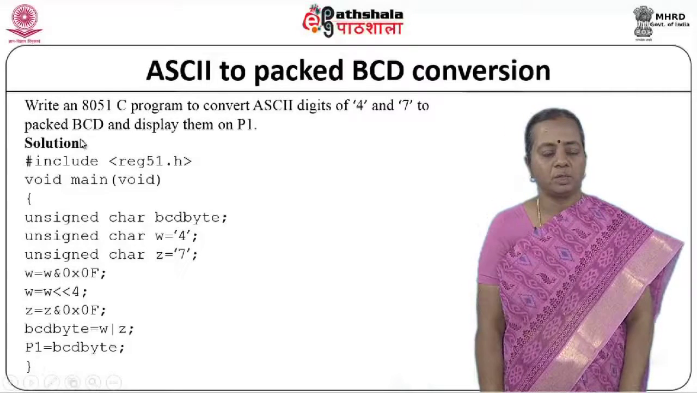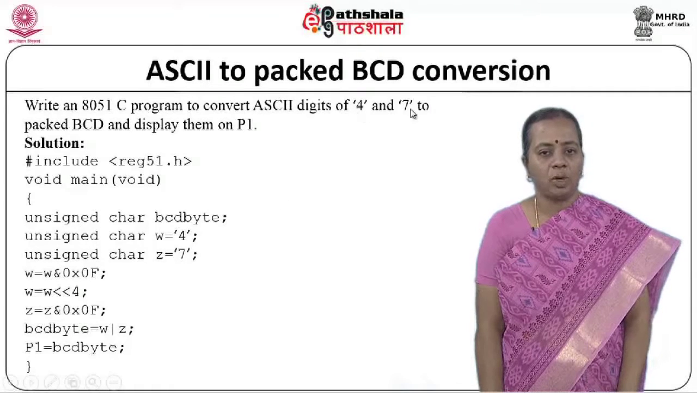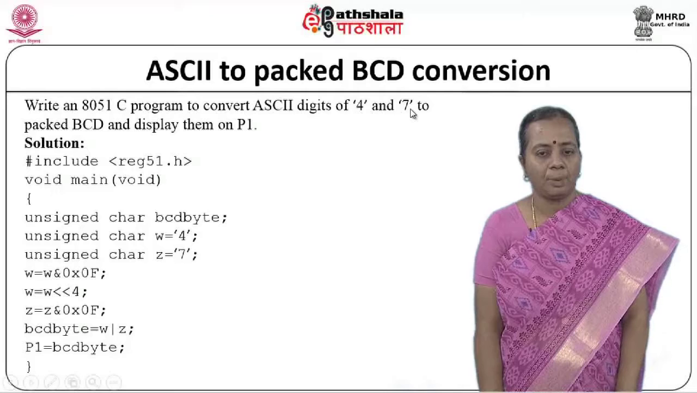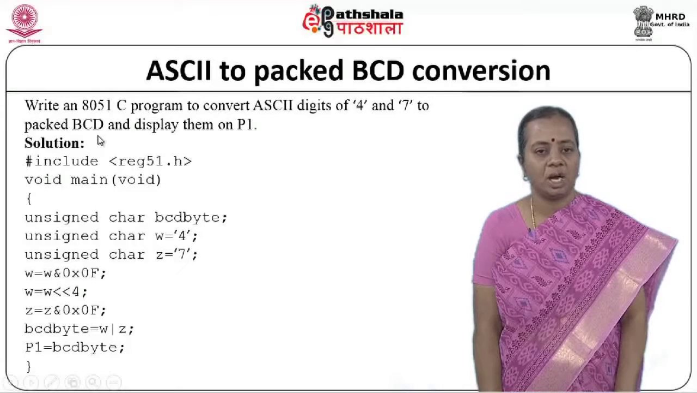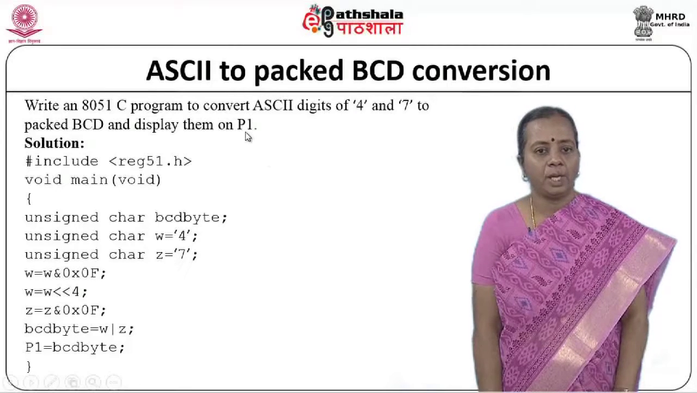So this is the way this particular code demonstrates that the ASCII digits 4 and 7 are combined, or packed, to make a BCD digit of 47 through this particular program. The output is displayed in your P1 port.